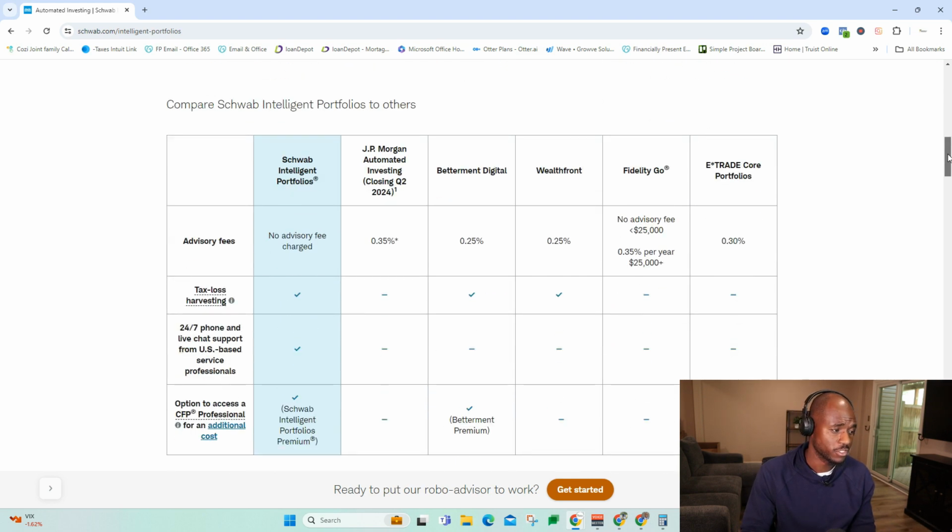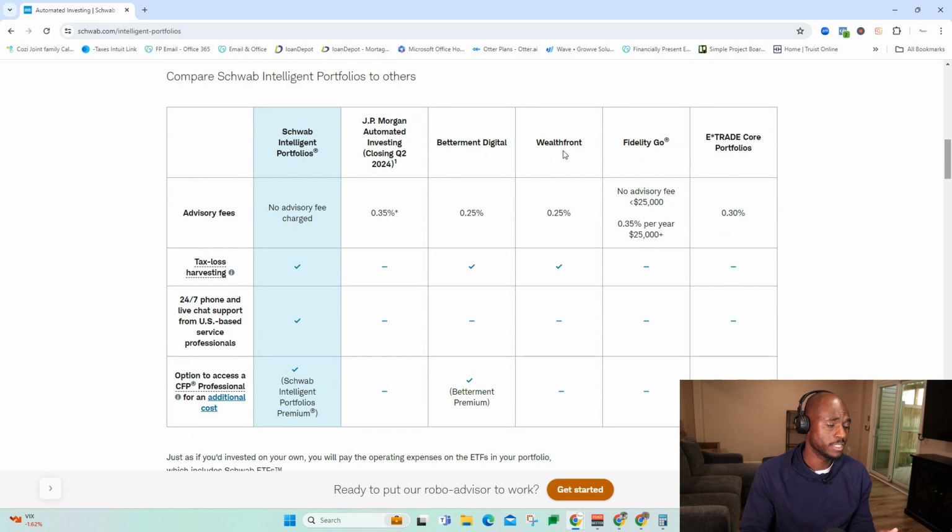As far as fees are concerned, this is how it stacks up against some of the other major robo-advisor options, so JP Morgan's automated investing, Betterment, Wealthfront, and so on. They say that they have no advisory fee charged. Well, here's the catch. Schwab does require you to maintain a specific amount of cash in your portfolio.